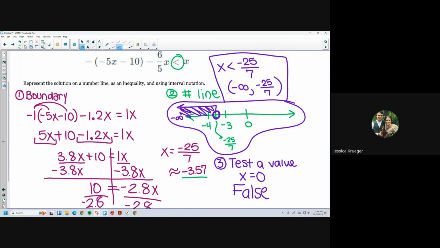Now, what's the largest integer that's in this solution set? They love to ask that. It's -4. -4 is the largest integer in the solution set.